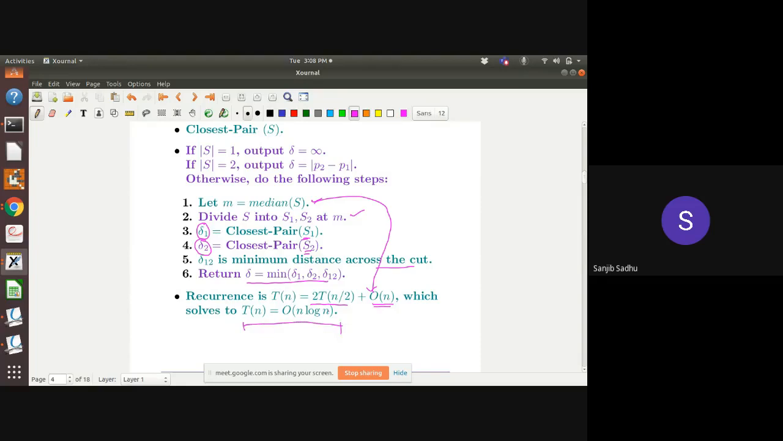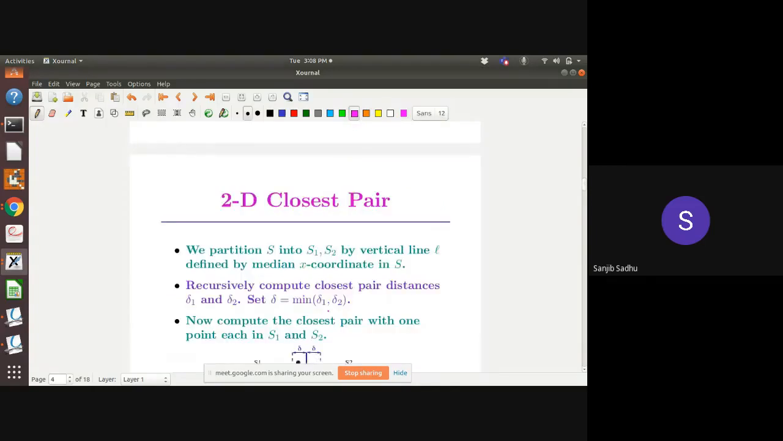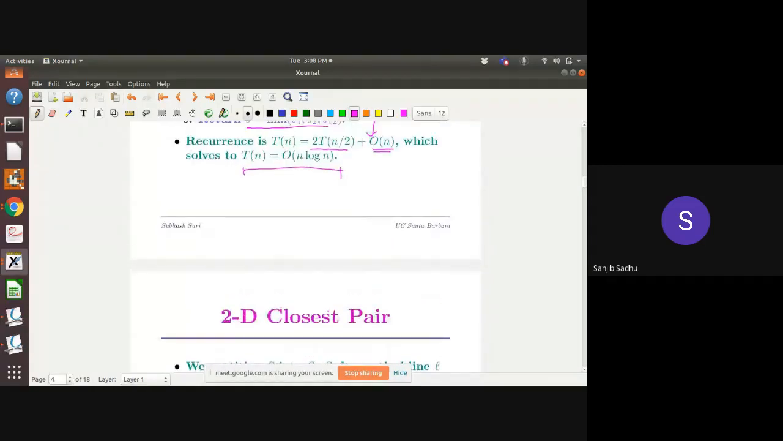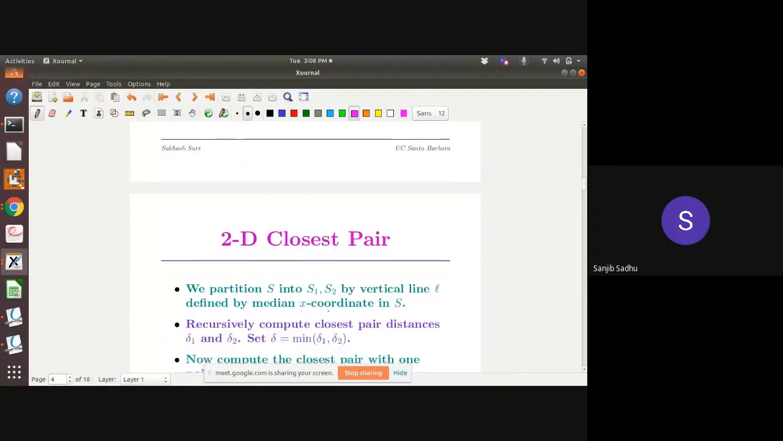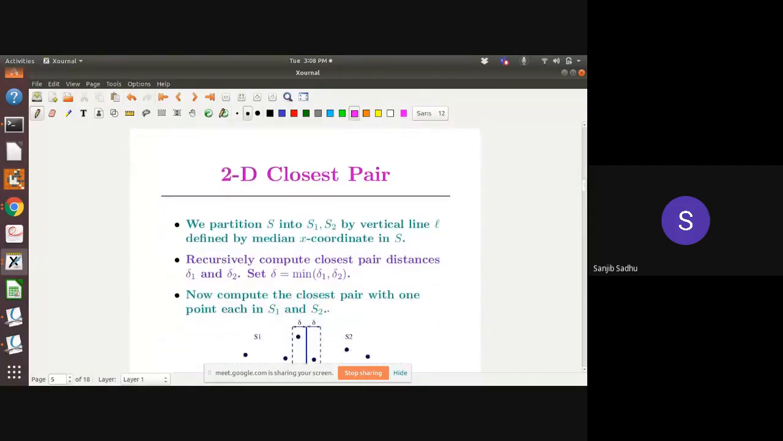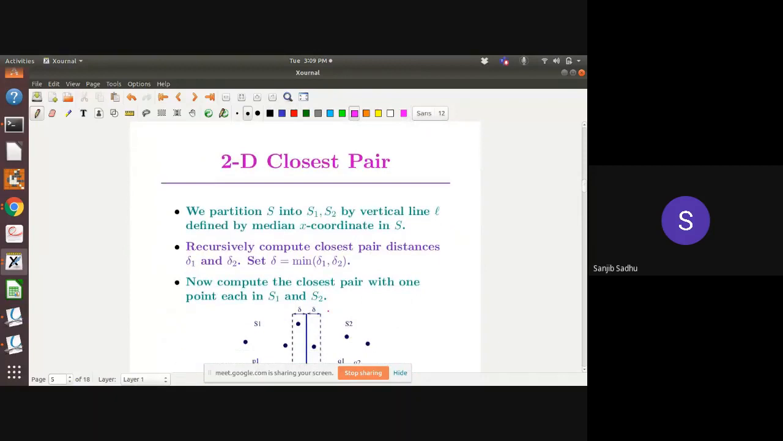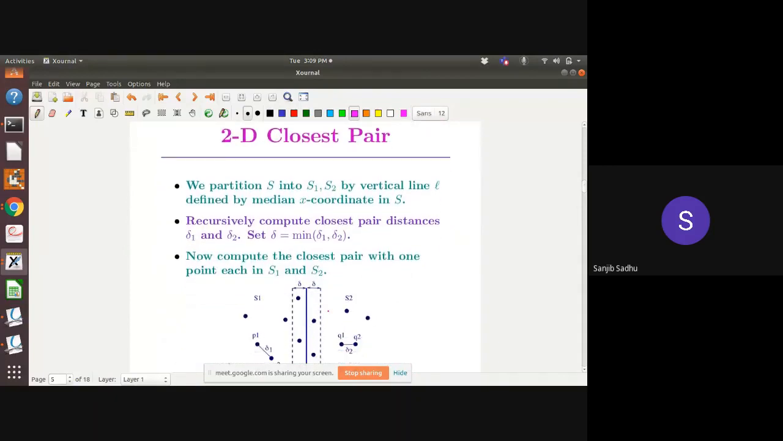Now for 2D. And thanks to Professor Subhash Suri, I am sharing his slide. Now 2D closest pair: there is a set of points lying on a plane. It is not the case that all the points lie on a line. Now how to solve this problem in the 2D case?